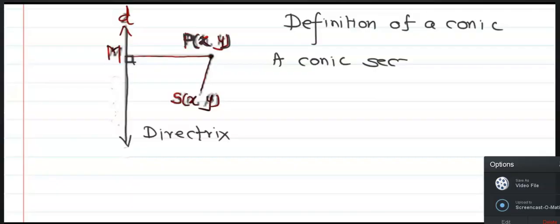Hello friends, now we'll start the conic section. This is a very important topic and also a tough topic. It requires too much hard work to learn this conic section, to understand all the concepts given in every topic, and then you can solve each and every problem very clearly.